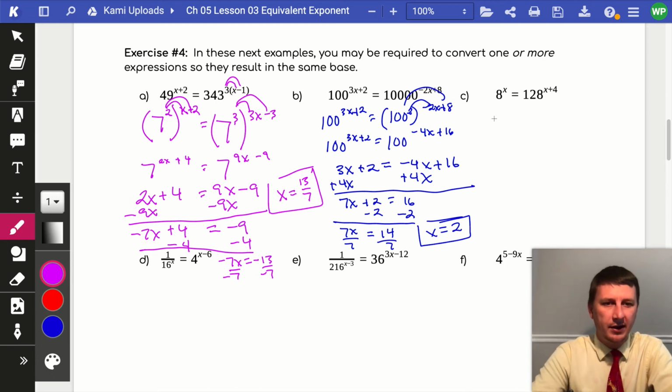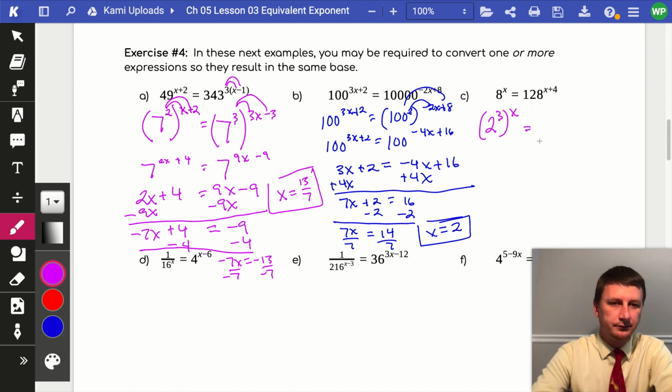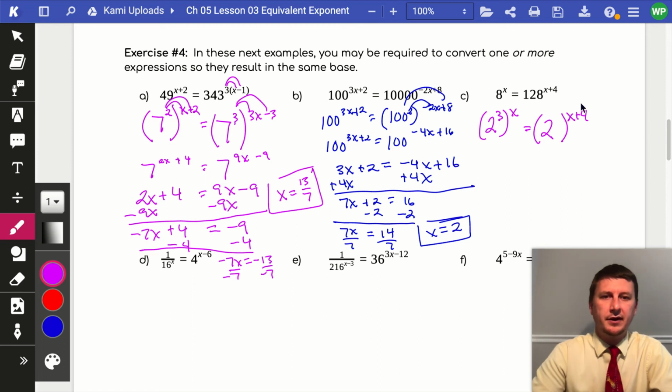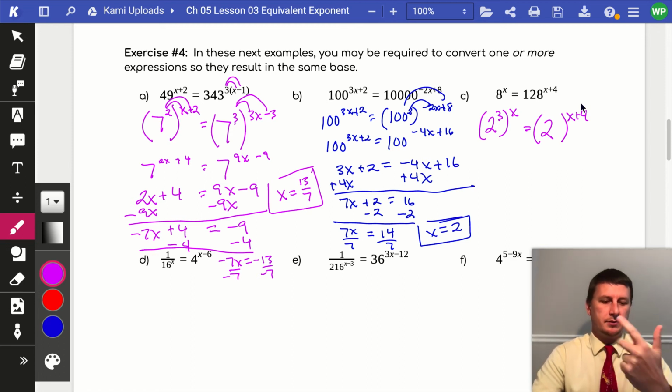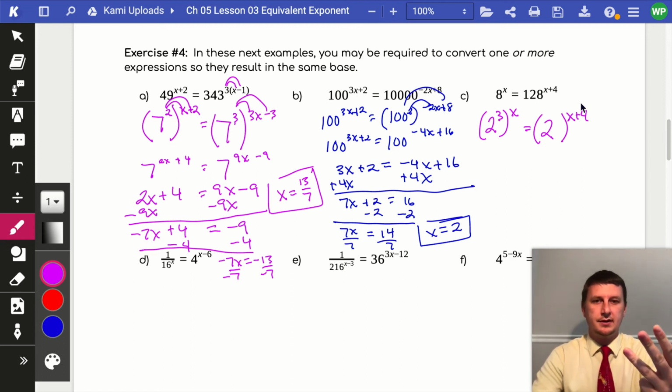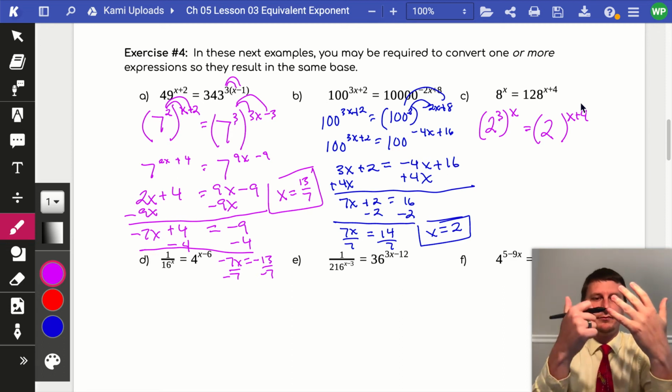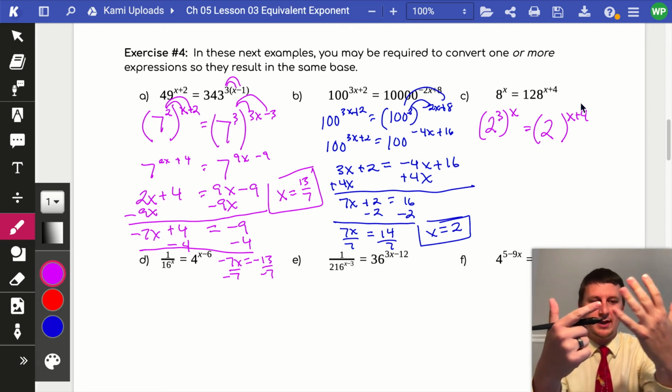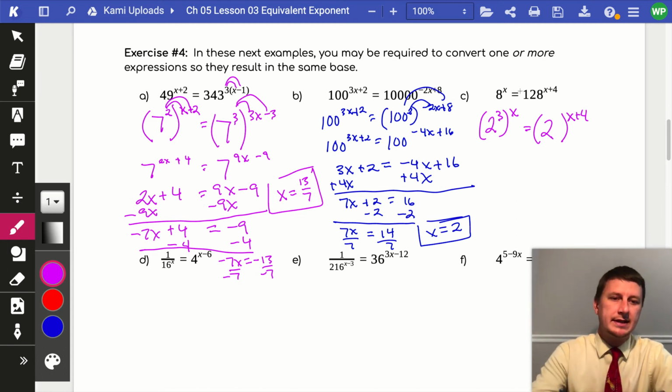Well, how about 2? 2 times 2 is 4, times 2 is 8, which means 2 to the third is 8. Bring down the x. That means 128 must be 2 to a power also. What power must that be? Well, I'll count on my fingers. 2 times 2 is 4, times 2 is 8, 16, 32, 64, 128. That's 7. So 2 to the 7th power is going to give us 128.